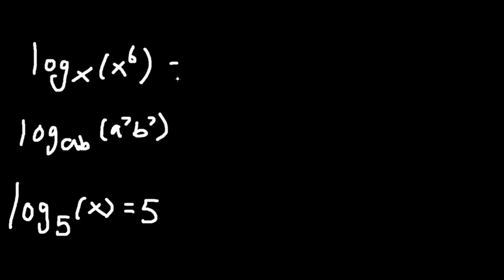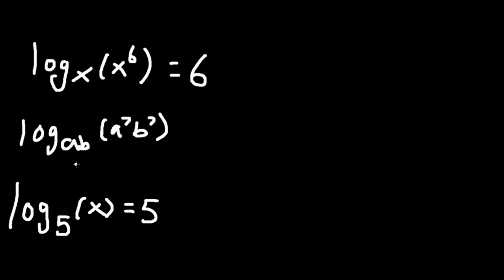Now, instead of regular numbers, we've implemented some variables. Log base x of x to the 6. Think to ourselves, what power of x gives us x to the power of 6? Well, we know x to the power of 6 is equal to x to the power of 6. So the answer is 6. For this one, I'll have you guys do it by yourself.